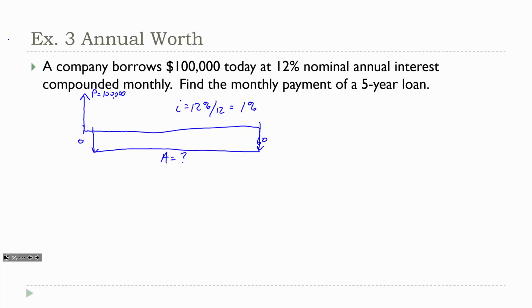The equation for this is a little more complicated. To find A given P, we're going to have A equals 100,000. I'm going to go ahead and plug the values in.